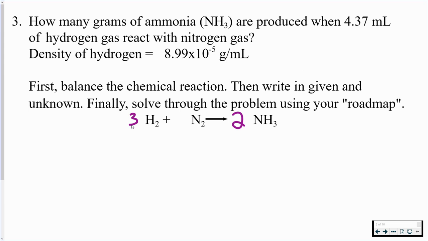You're trying to determine how many grams of ammonia, that's NH3, are produced when 4.37 milliliters of hydrogen reacts with nitrogen gas. They give you the density of hydrogen.